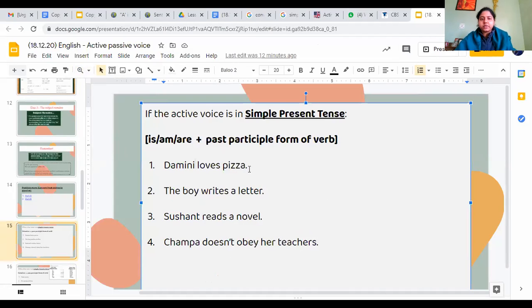All right, so let's start with the first one. Right now, we are just dealing with simple present tense. Okay? So all of you first note down this much in your notebooks, the first two lines. This much you need to note down in your notebooks right now. If the active voice is in simple present tense, then this is how we'll change it. Is, am, are, ये verb conversion का है बस. Is, am, are plus the past participle form of the verb. Yeah, wait for a couple of seconds till you all note this down.